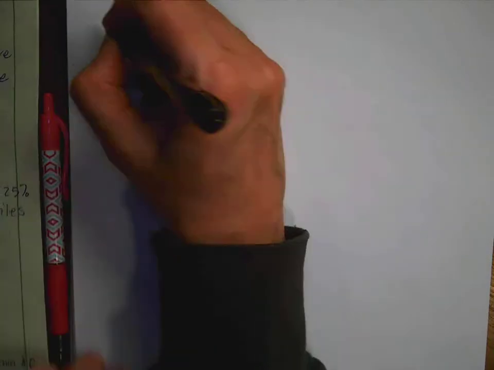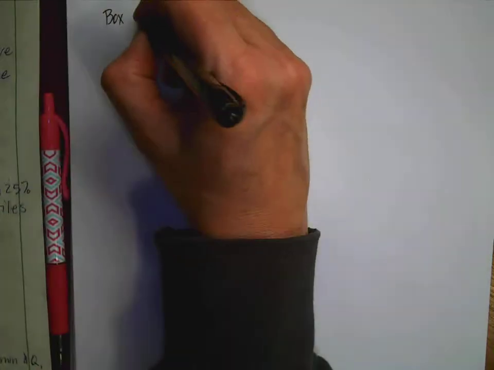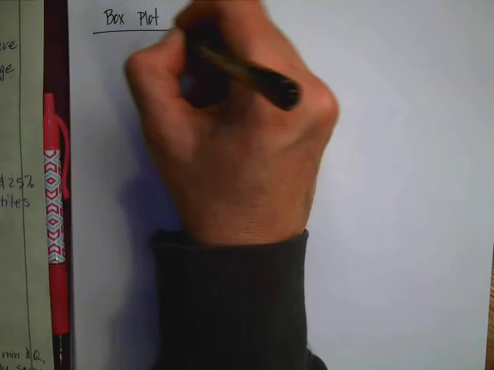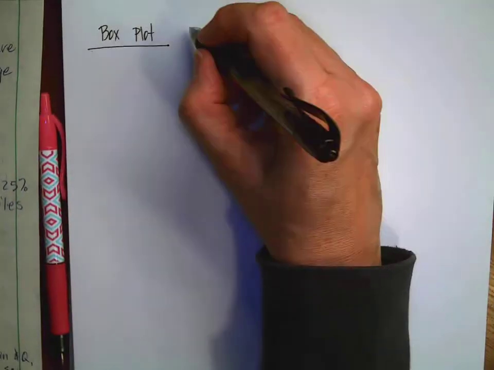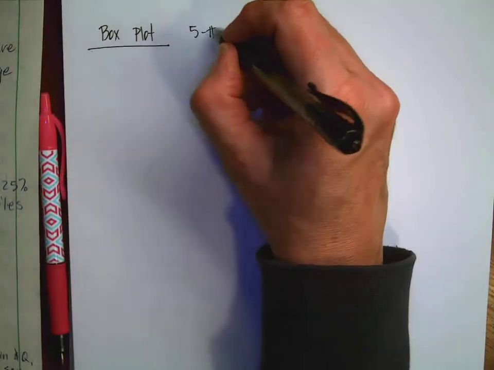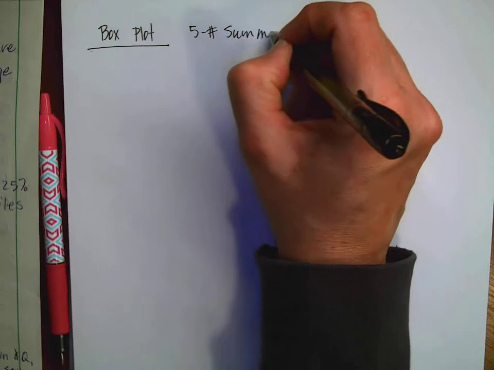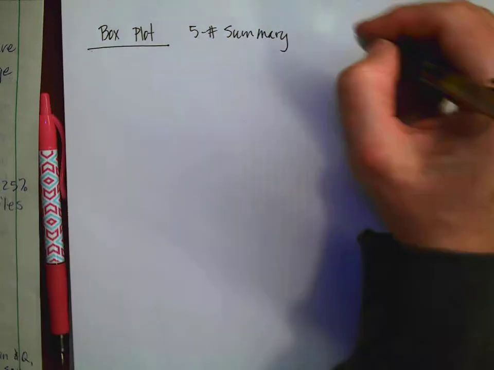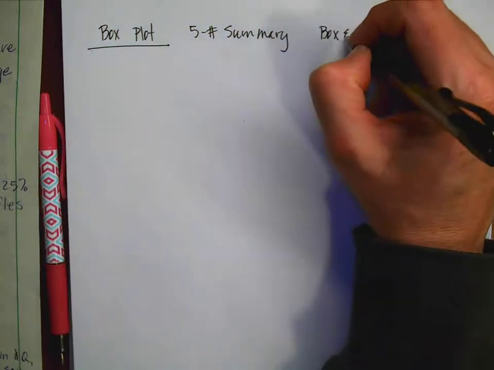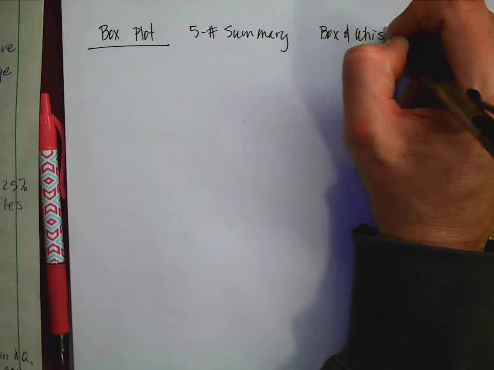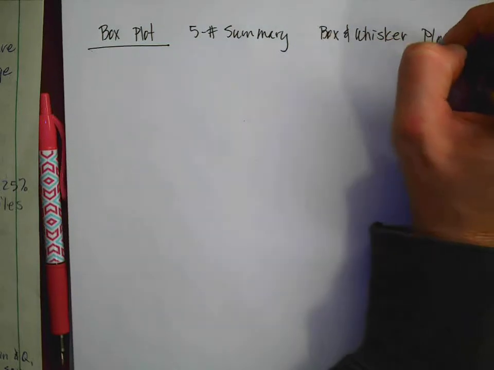So as we look at our 5-number summary, and I'm going to keep that example closed because I'm going to add to that example for the next bit, we oftentimes want to have a visual representation of the 5-number summary. And so we do that with a box plot. Sometimes they call it a box and whisker.